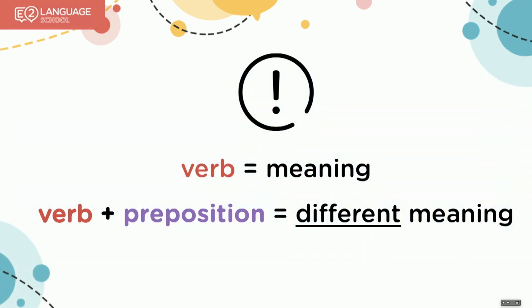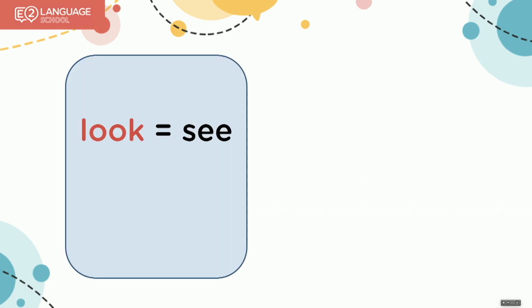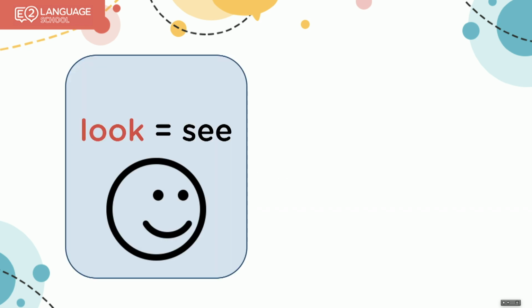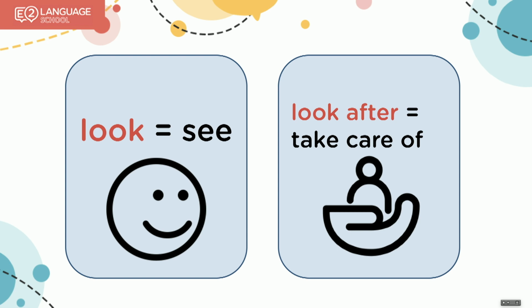So, the important thing to know here is that if you have a verb by itself, it has a specific meaning. But if you add a preposition to a verb, it creates a different meaning. Let's look at some examples here. So if I say look, well, that means see, right? I looked at the picture. But if I say look after, and I add the preposition, it means something completely different. It means to take care of.